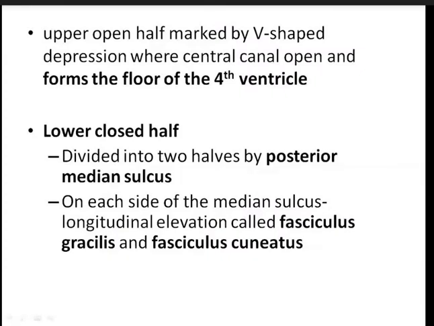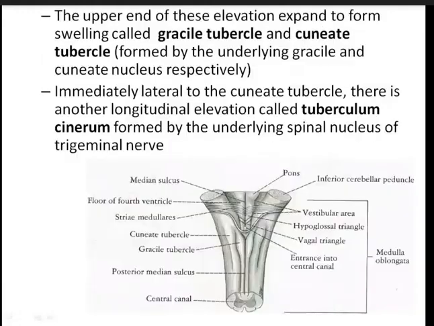On each side of the median sulcus are longitudinal elevations called the fasciculus gracilis and fasciculus cuneatus. That is the continuation of the spinal cord. I think you know the section of the spinal cord: in the posterior aspect there are the fasciculus gracilis and the fasciculus cuneatus. They continue above up to the closed part of the medulla oblongata, with the fasciculus gracilis medially and the fasciculus cuneatus laterally.